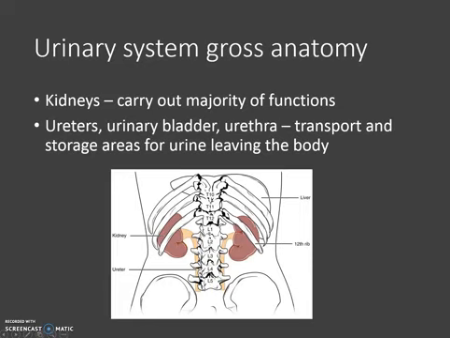The urinary bladder is then a holding area for urine, and then the urethra allows the urine to leave the body. So the urine drains from the urinary bladder through the urethra in order for you to pee and relieve yourself.